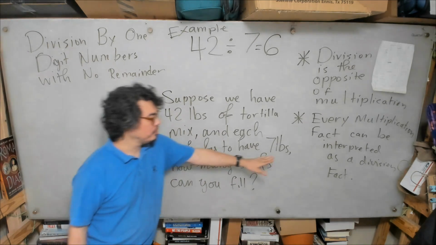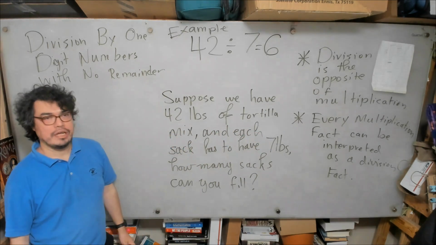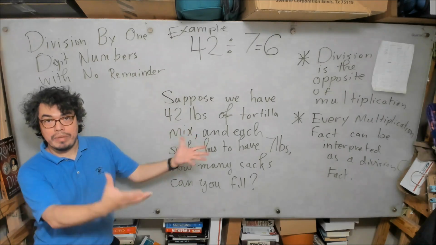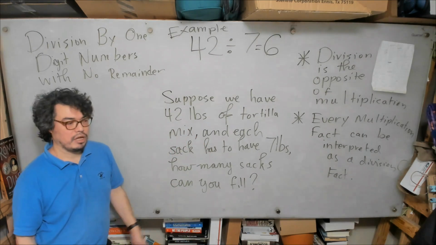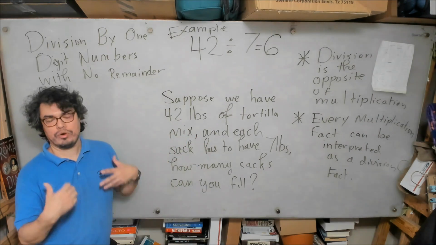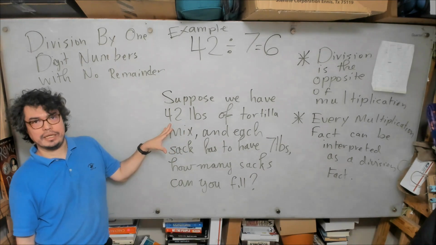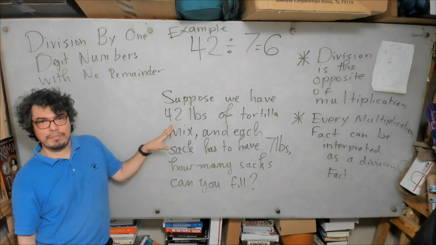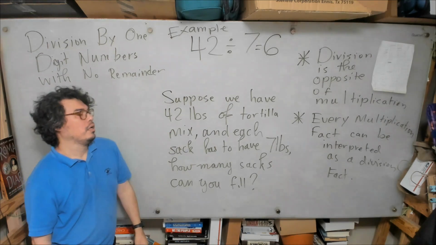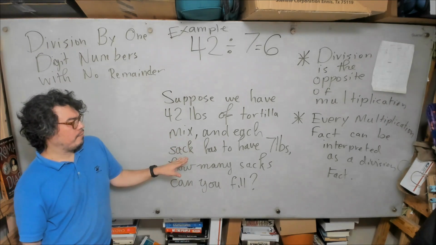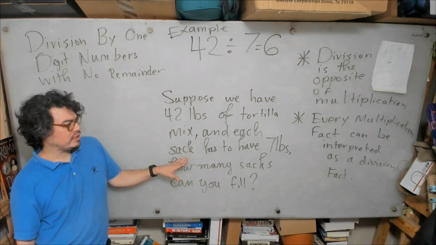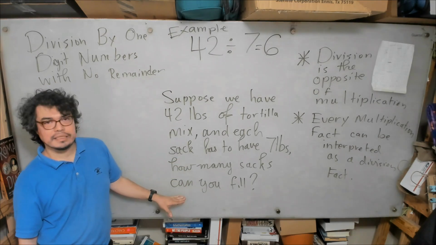have 7 pounds. So for example, this might be for a bakery. A bakery might order sacks of 7 pounds. They'll obviously order a lot more than that, or they'll order tons of sacks, but you can't expect them to be selling sacks of 50 to 60 pounds, okay? So if you're going to have 7 pounds per sack, how many sacks can you fill?